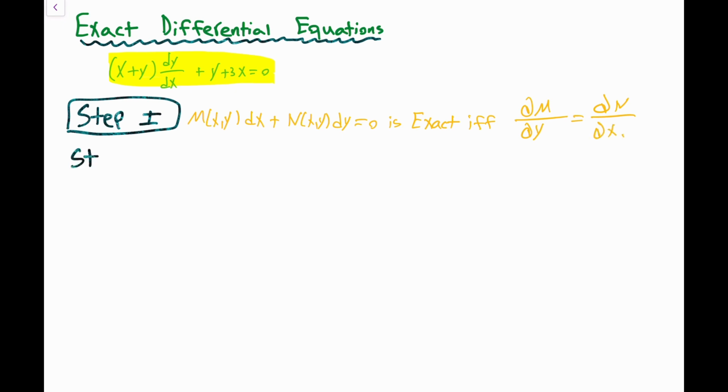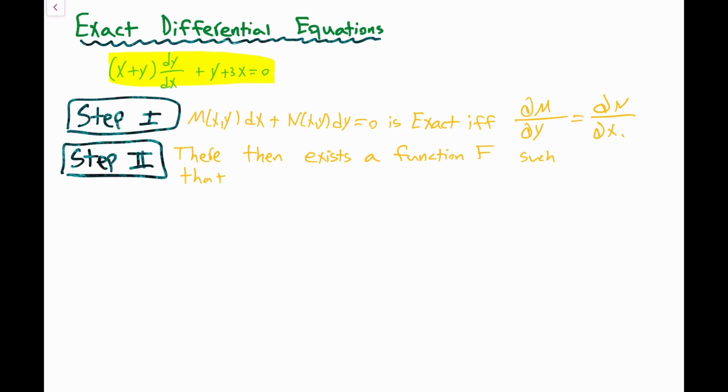Step 2. So if that's the case, there then exists a function f such that the partial derivative of f with respect to x is equal to M, and the partial derivative of f with respect to y is equal to N.